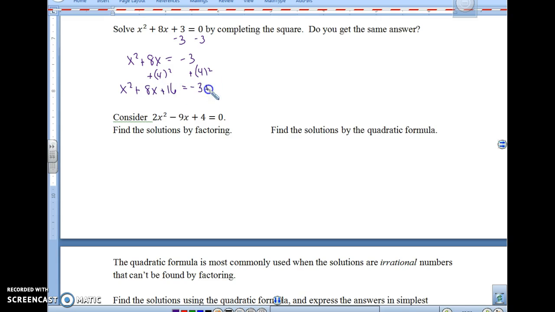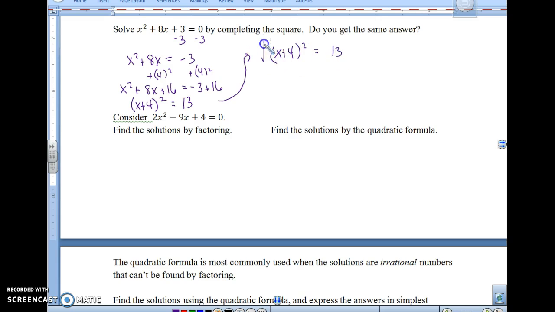So negative 3 plus 16 on both sides. And then you want to factor this, and we know the factors are going to be whatever the half was. So this is going to be x plus 4 quantity squared, and negative 3 plus 16 is 13.